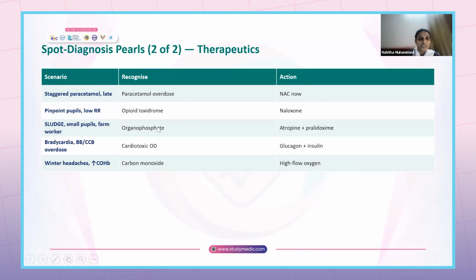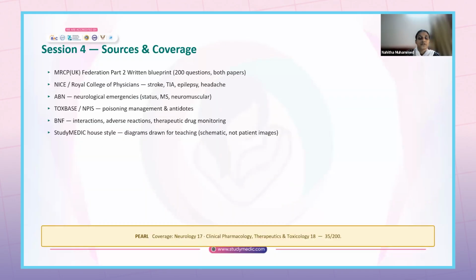SLUDGE is organophosphate poisoning, small pupil, atropine plus pralidoxime. Bradycardia, which is any beta blocker and calcium channel blocker overdose, glucagon plus insulin. Then winter headache is carbon monoxide poisoning.